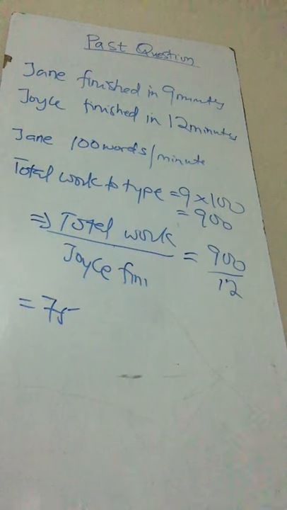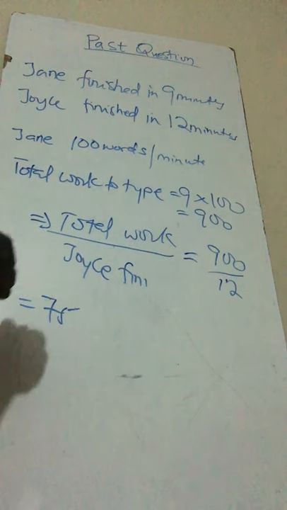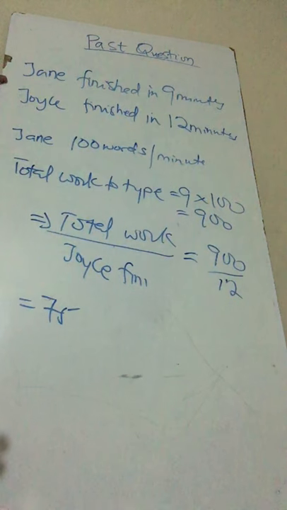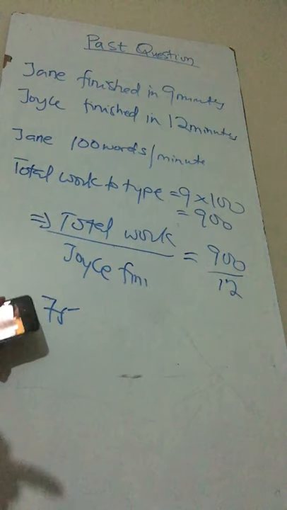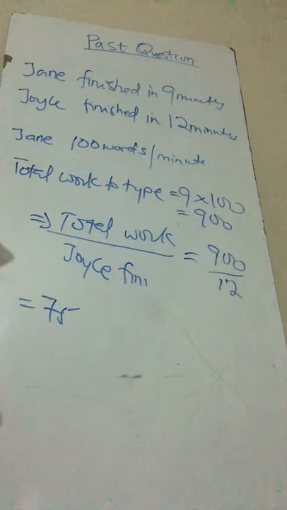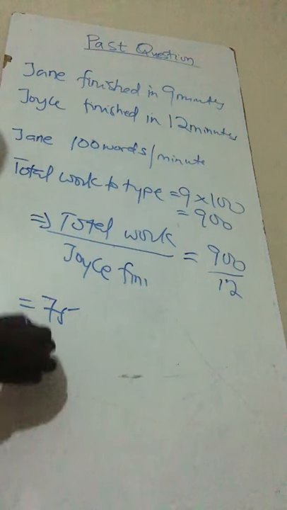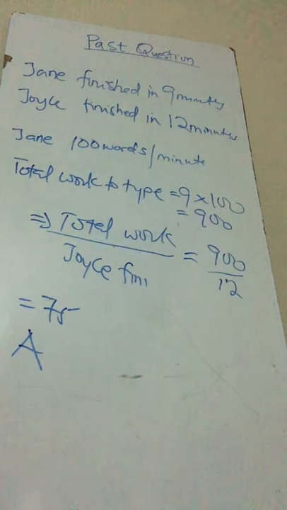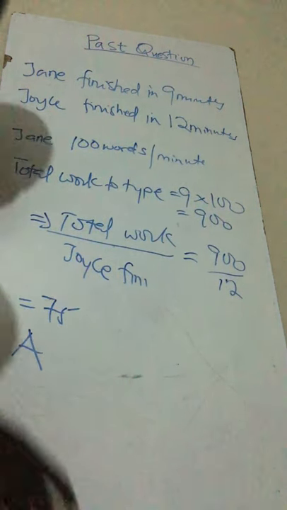So 900 divided by 12 is 75. So it tells you that while Jane was typing 100 words every minute, Joyce was typing 75 words every minute. That was why Jane even finished earlier than Joyce. And so for every minute, Joyce was typing 75 words. And so the answer is A for number six.